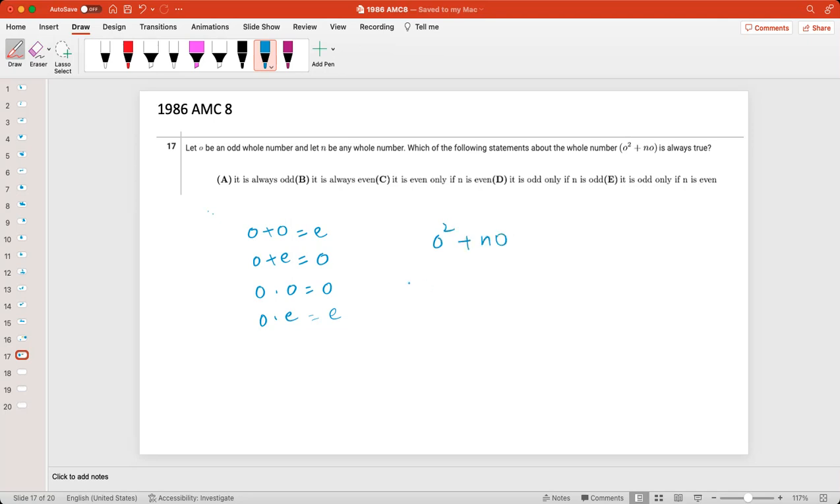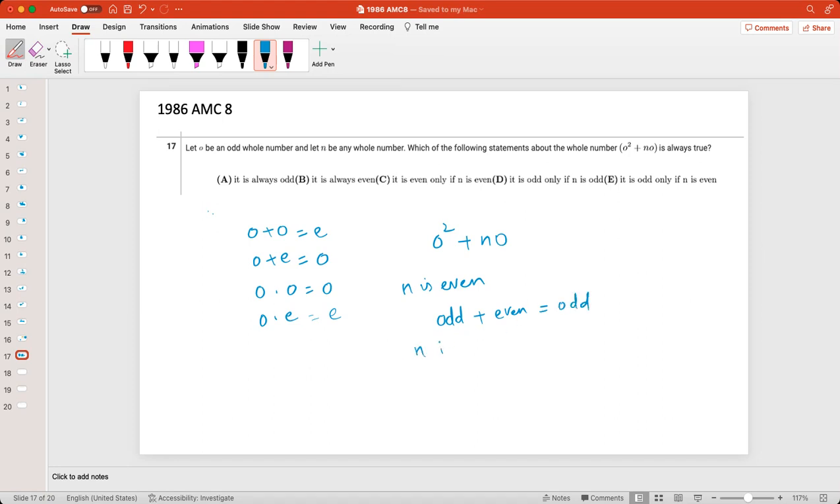Okay, so first I'm going to say if n is even, let's see what happens. This will always be odd because odd into odd is odd, right? So this will always be odd, and n is even here. So even into odd is going to be even. So odd plus even is going to be odd.